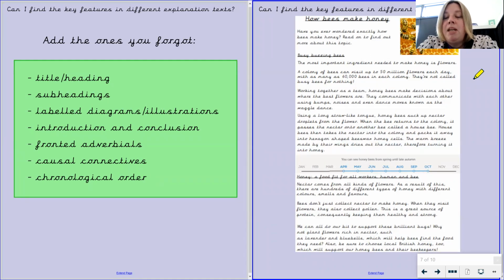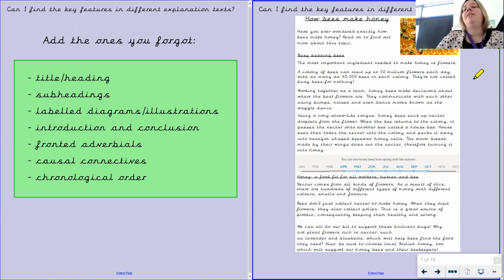We can all do our bit to support these brilliant bugs. Why not plant flowers rich in nectar, such as lavender and bluebells, which help bees find the food they need? Also, be sure to choose local British honey too, which will support our honeybees and their beekeepers.